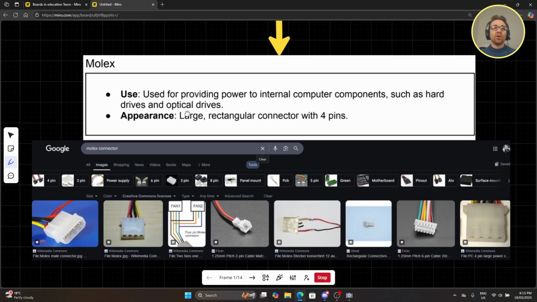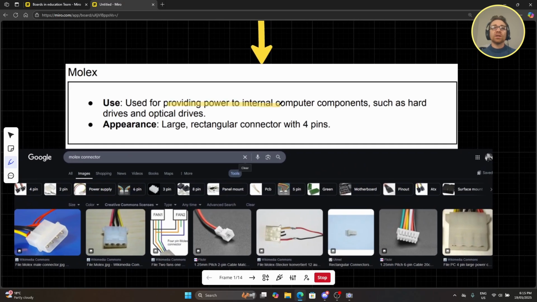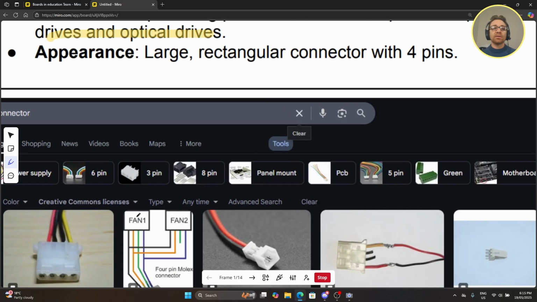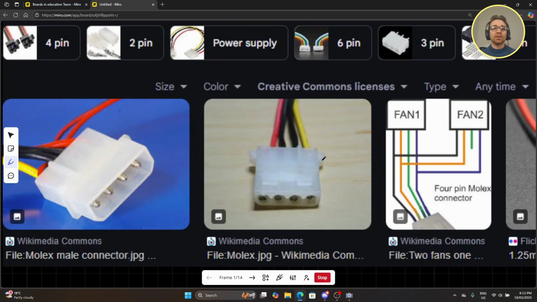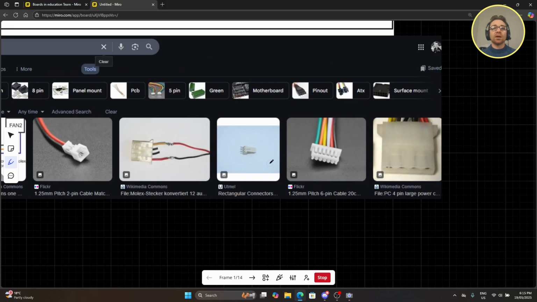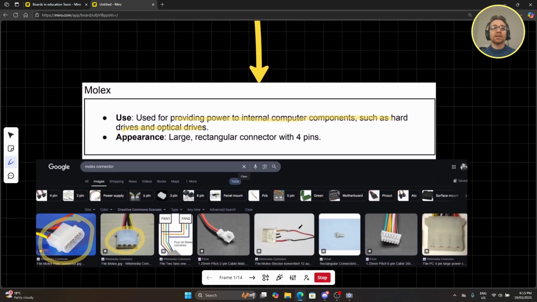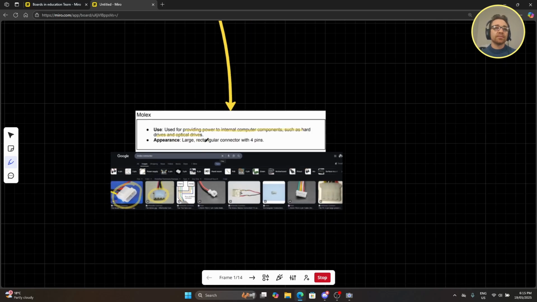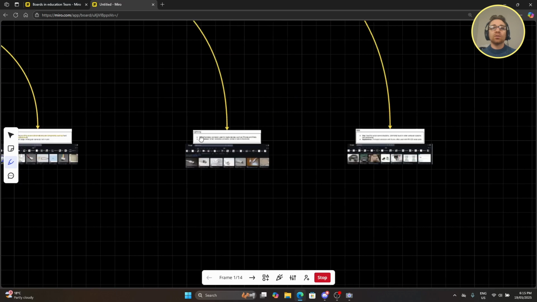Molex is used for providing power to internal computer components such as hard drives and optical drives. It looks something like what we see here. This is a Molex connector. All right. So you will need to know about the Molex connector used for providing power to internal computer components such as hard drives and optical drives. Next one, only two more to go.